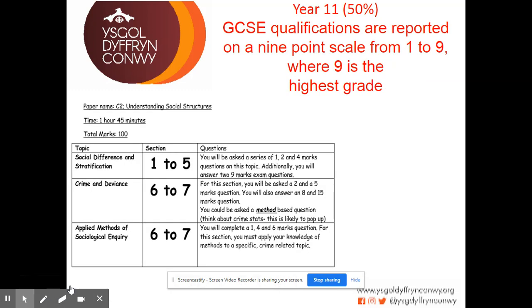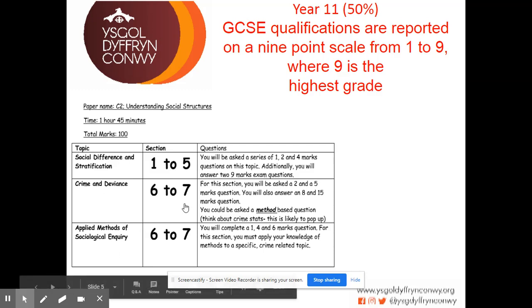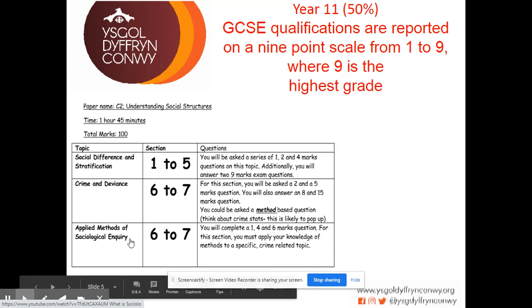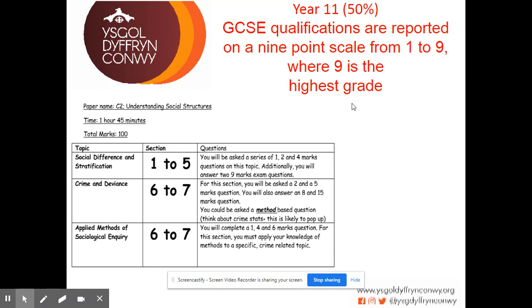In Year 11, you'll study Component 2, Understanding Social Structures. Again, questions will range from 1 mark to 15 marks. The topics are social difference and stratification, crime and deviance, and applied methods of sociological inquiry. Remember, GCSE qualifications are reported on a 9-point scale from 1 to 9, where 9 is the highest grade.